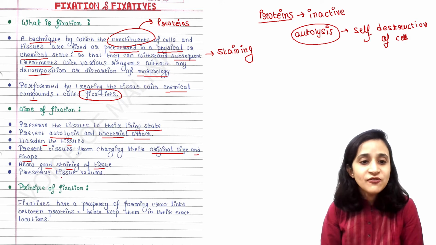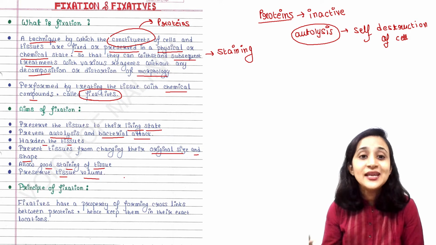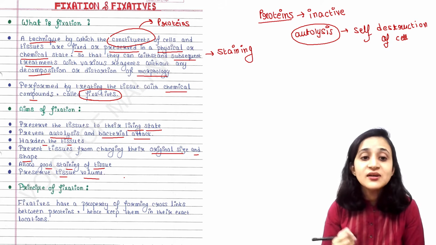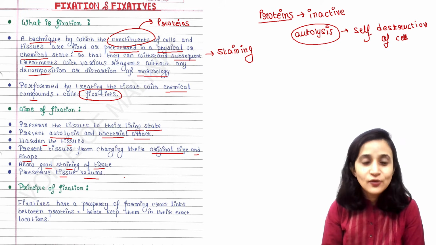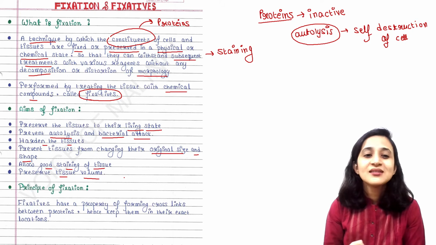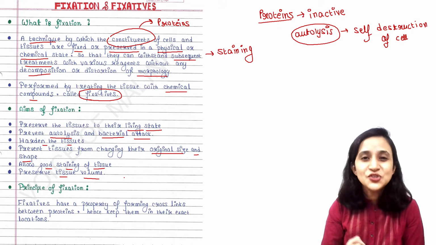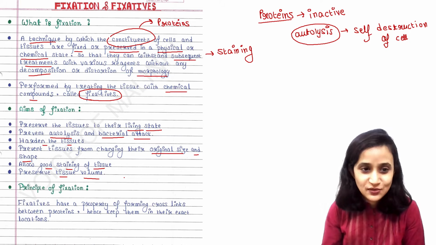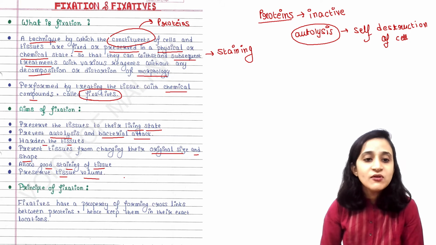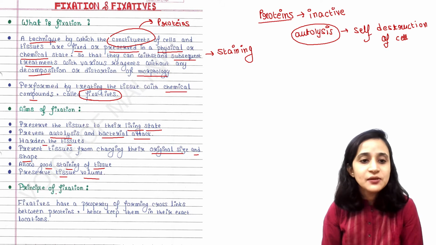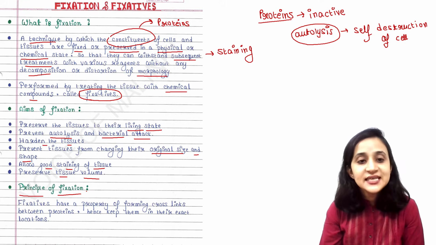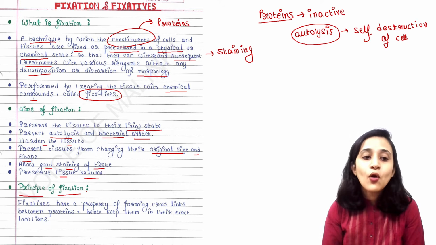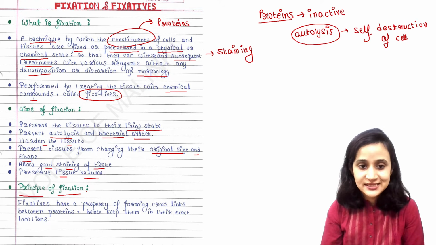To preserve tissue volume, we need to preserve the tissue volume. Otherwise, if the tissue volume decreases, then it is difficult to check the cell under the microscope. Now we will see what is the principle of fixation. What is the principle? So fixatives have a property of forming cross links between proteins.